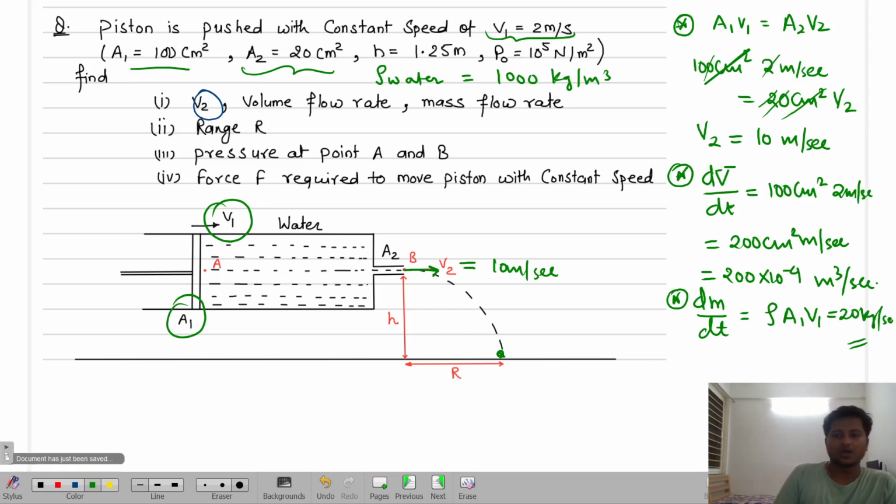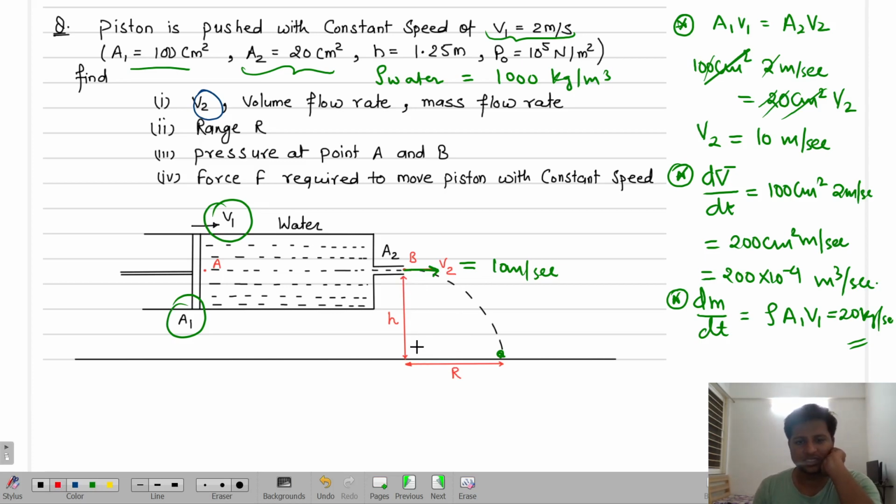Okay. Now, let us move to the most important point, and that is the calculation of range R, and the pressure at points A and B, respectively. So, how to find range R? To find the range R, I should know the time of flight of this projectile, or not.